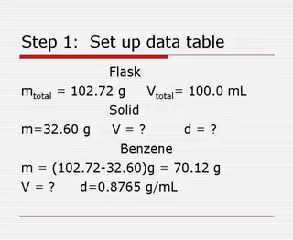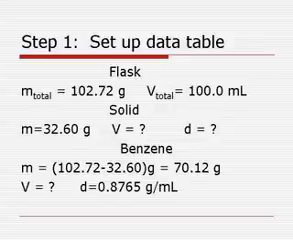And then we look at the solid. We know the mass of the solid is 36.20 grams. We don't know the volume of the solid at this point, and we don't know its density. And density is where we're trying to get. For the benzene, we know the mass of the benzene because we can take the total mass of the contents of the flask and subtract from it the mass of the solid, and that would give us 70.12 grams of benzene. The volume we don't know, but the density we do, and that's going to be real helpful to us. The density is 0.8765 grams per milliliter.